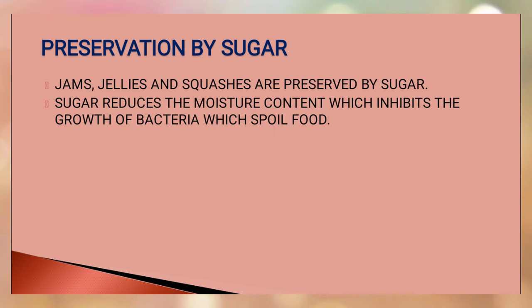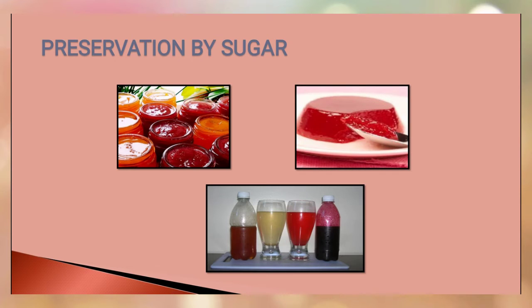Preservation by sugar. Jams, jellies and squash are preserved by sugar. Sugar reduces the moisture content which inhibits the growth of bacteria which spoil food. So some examples are shown here. Jams, jellies and squash.